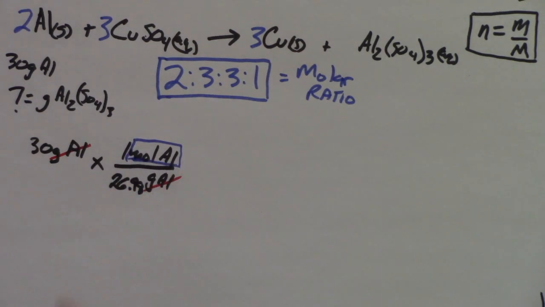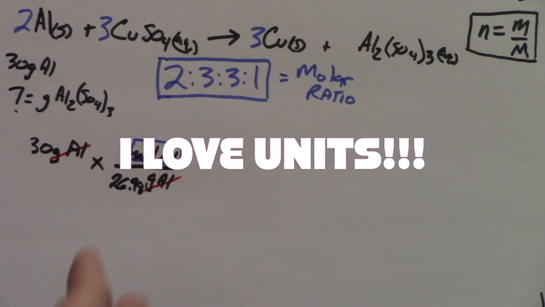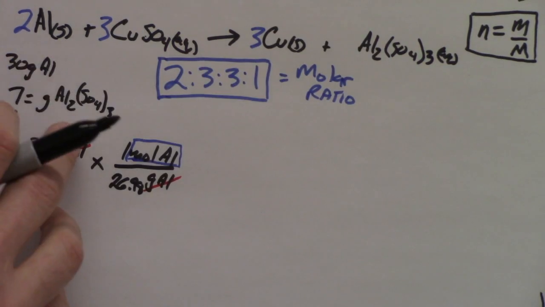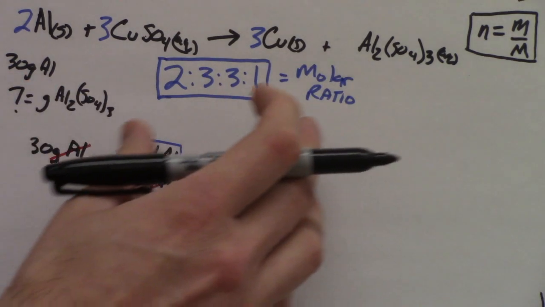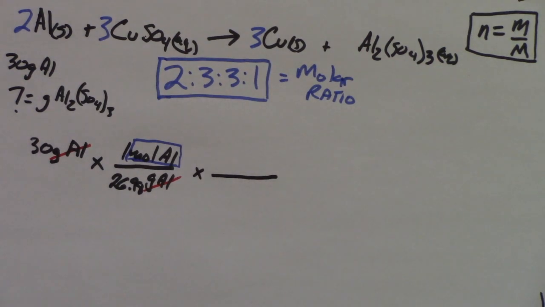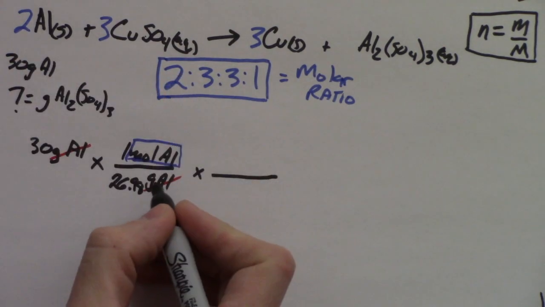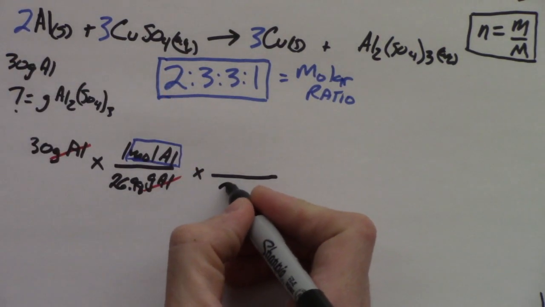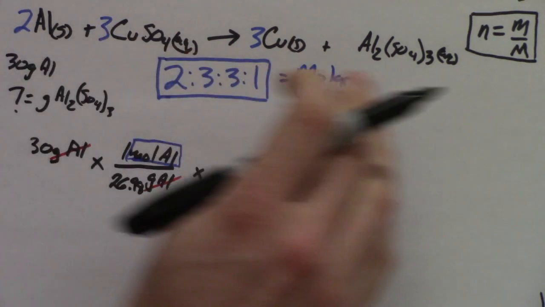So this is just a unit conversion. I'm converting 30 grams to however many moles. But I need to convert grams of aluminum to grams of aluminum sulfate. We do that by using a molar ratio. Check this out. I'm going to multiply it by this molar ratio because I know that I need 2 moles of aluminum, because I'm going to cancel out moles of aluminum. 2 moles of aluminum will produce 1 mole.